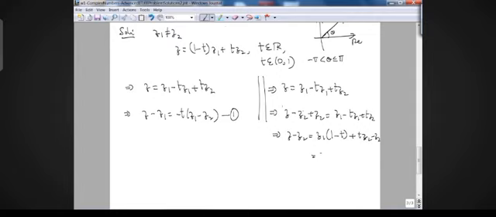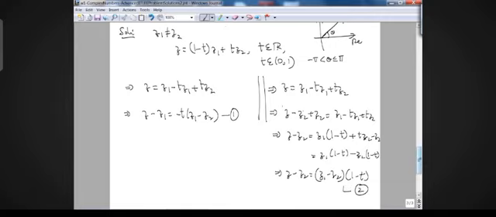So if I do z1 times 1 minus t, and take minus z2, I get 1 minus t. So in other words, my z minus z2 is z1 minus z2 times 1 minus t. So this is equation 2.